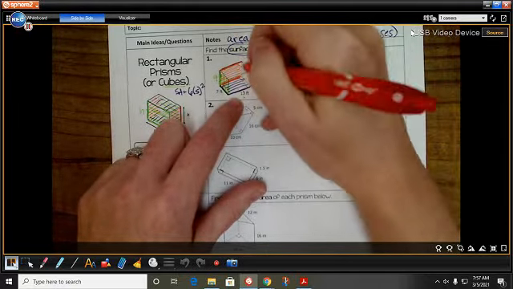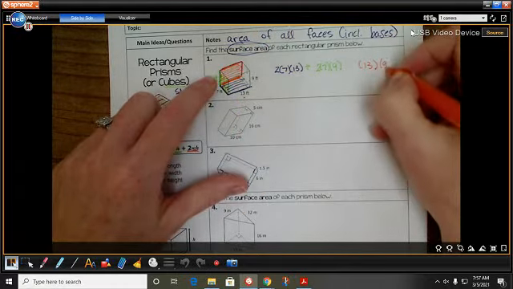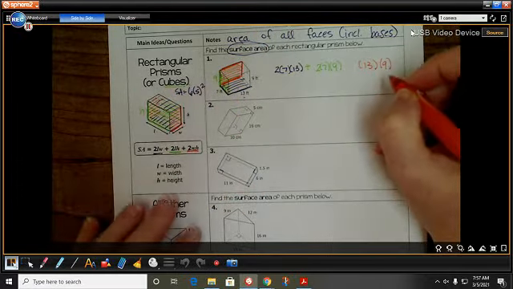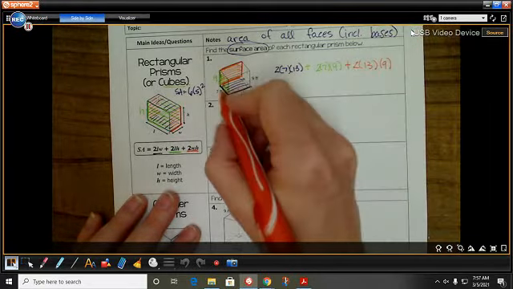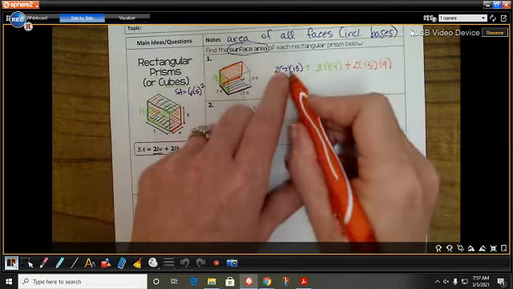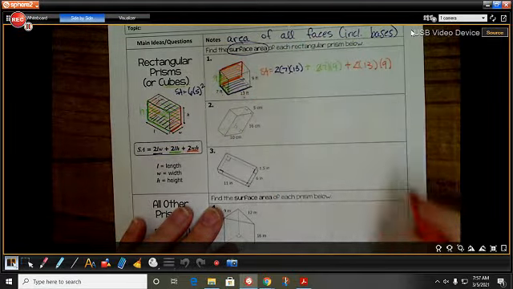And then to do its height, it's going to be the 9, because that height is the same all the way around. And again, I know there are 2 of those. So I've used my length, I've used my width, I've used my height, and they've all been included. So this will give me my full surface area.